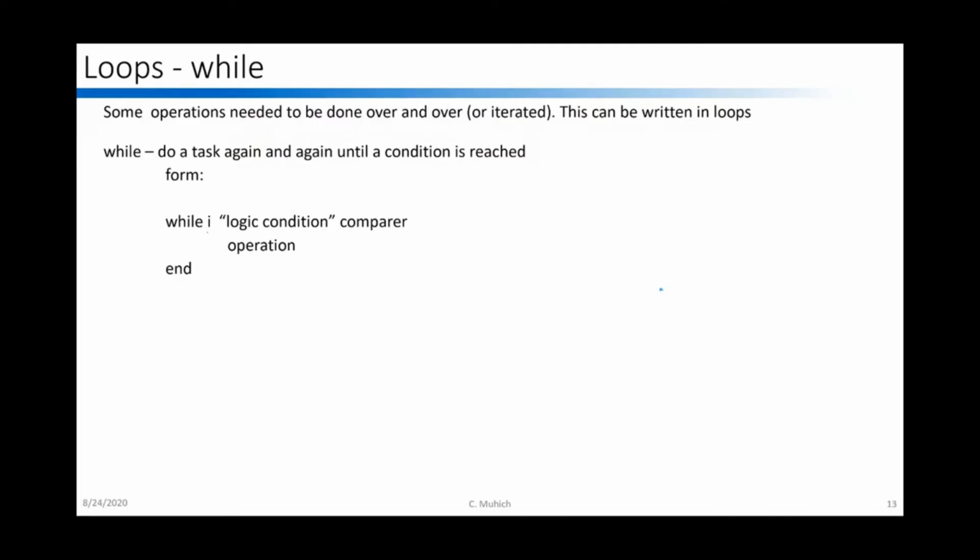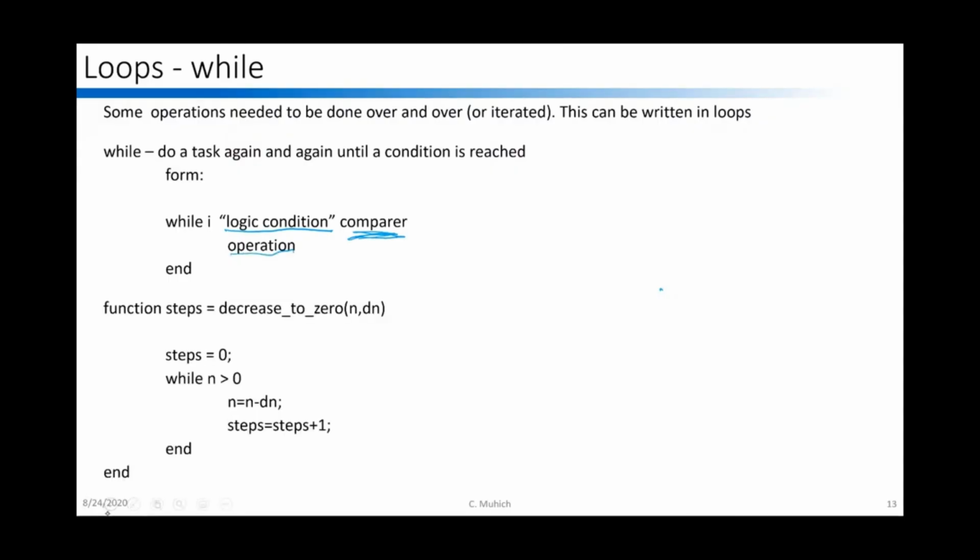So in this case, we're going to have some sort of variable, and we're not going to set that variable. So in a for loop, we said i equals some number to some other number. Here we just say while a variable i meets some sort of logical condition in relationship to some comparison, then we want to do an operation.